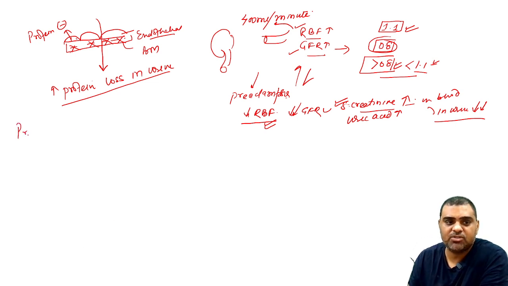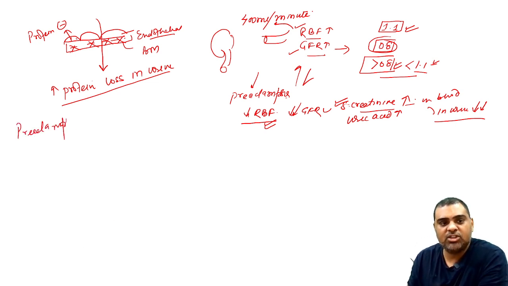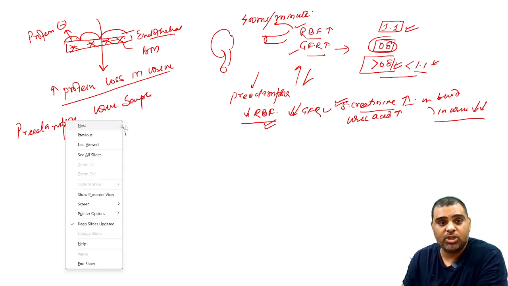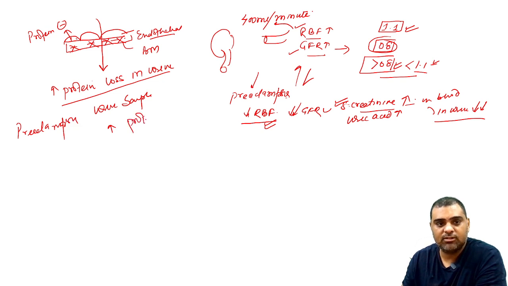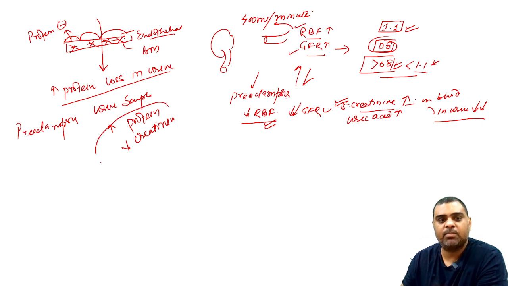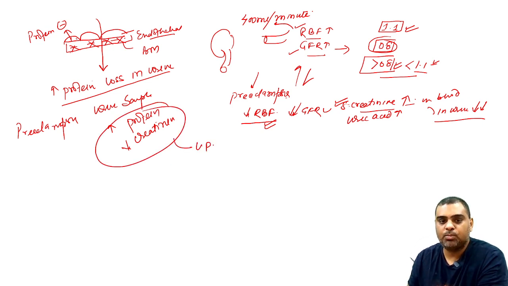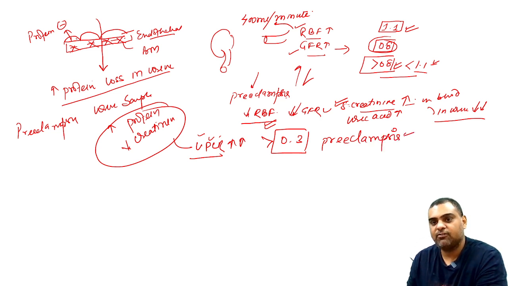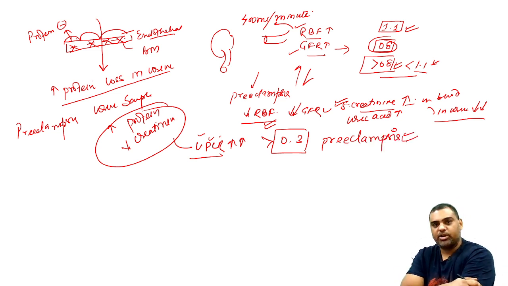Now, in preeclampsia, if you take the urine sample, what will you see? You will see that there will be increased protein and less creatinine. Therefore, we calculate UPCR, that is the urine protein to creatinine ratio, which increases, and a value of more than 0.3 is suggestive of preeclampsia. Hope you understand this very clearly. Why is urine PCR more than 0.3 taken?